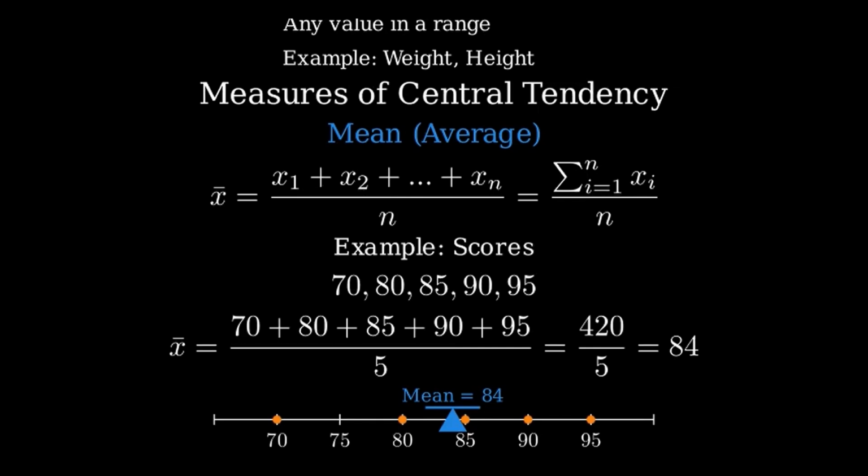The median is the middle value when all data points are arranged in order. If we have an odd number of values, it's the middle one. If we have an even number, it's the average of the two middle values. For our example, when we arrange 70, 80, 85, 90, 95 in order, the middle value is 85, so that's our median. Lastly, the mode is the value that appears most frequently in our dataset. If we had the values 70, 80, 80, 90, 95, then 80 would be the mode since it appears twice while others appear only once. Some datasets might not have a mode if all values appear with the same frequency, or they might have multiple modes if several values tie for the highest frequency.